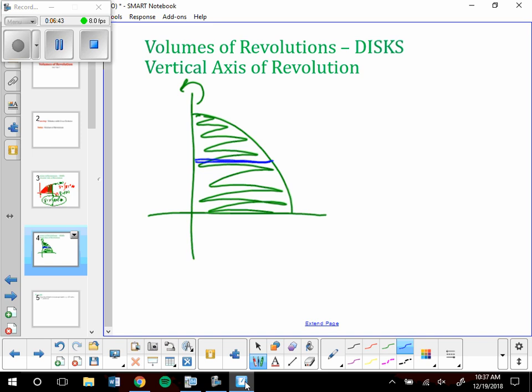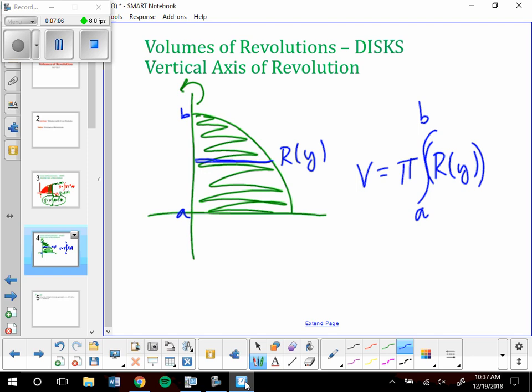So if we're trying to determine the length of that, we're going to have to be in terms of y. Whatever function that is, we're going to need to describe it in terms of y to show how far left and right it goes. But still, it's the same idea. We'll say this is a y value of A, a y value of B. It's just pi times your radius squared dy.